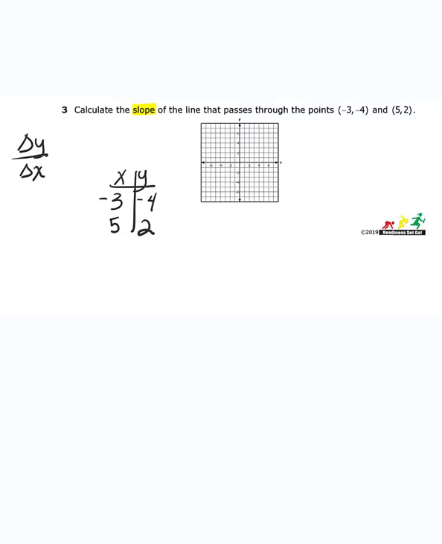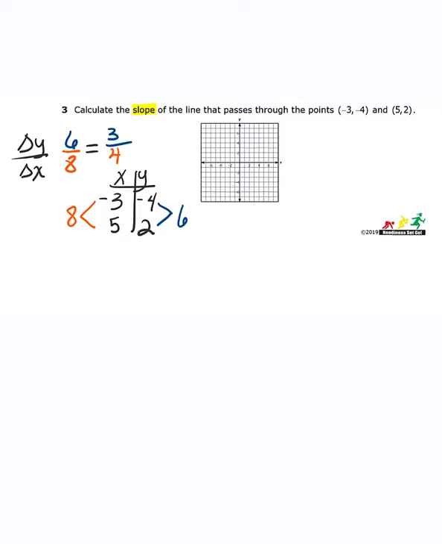So again, we can find our change in y, which is going from -4 to +2, is going to increase +6, and going from -3 to +5 is going to increase by 8, so that is a +8. So our change in y is 6, and our change in x is 8. So simplified, our rate of change is 3/4.